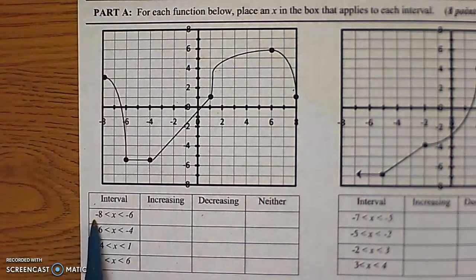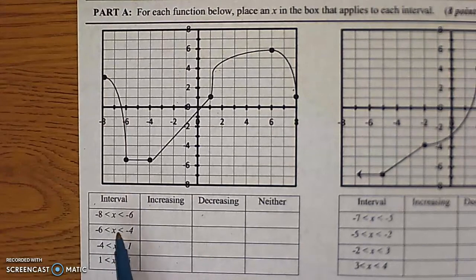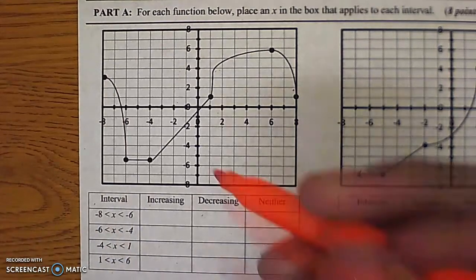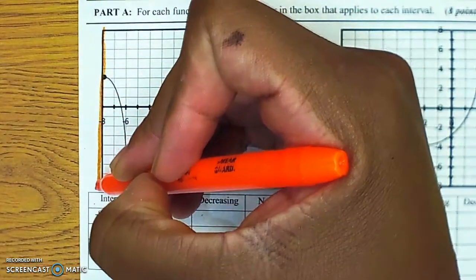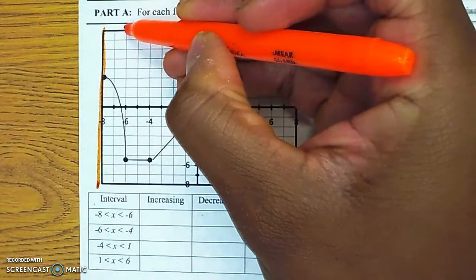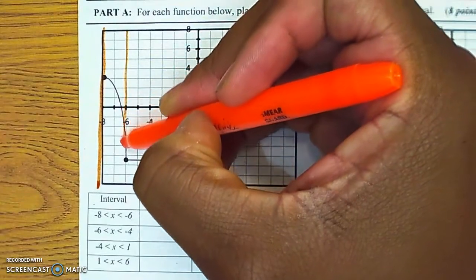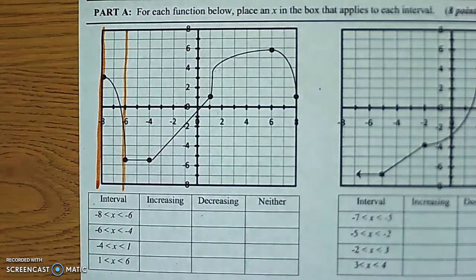So for example, it says to start by looking at from -8 to -6. So this is your domain. What it's saying here is to focus your attention between -8 on the x-axis, which is here, and -6 on the x-axis, which is here. Okay, so we're looking specifically at the part that I just highlighted in orange.